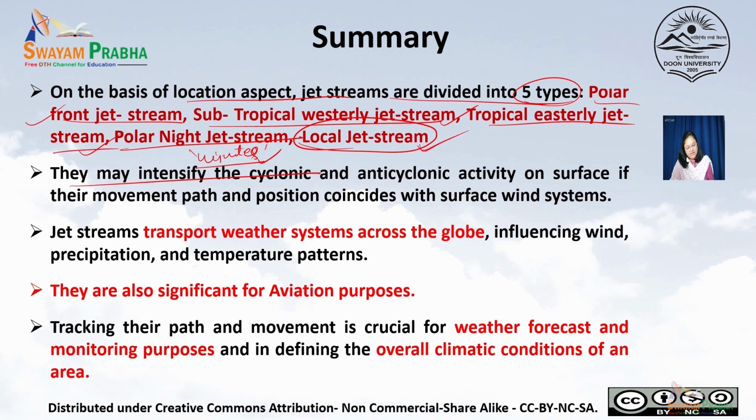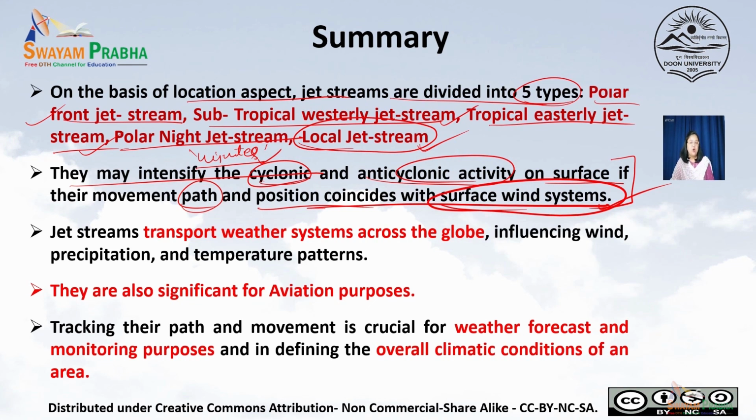The jet streams may intensify the cyclonic and anticyclonic activity on the surface depending upon their movement path, position and velocity, and how and when they coincide with the ongoing surface wind systems and ongoing cyclonic and anticyclonic activity. And jet streams also help transport weather systems across the globe, influencing wind, precipitation, and temperature patterns. They are also significant for aviation purposes.